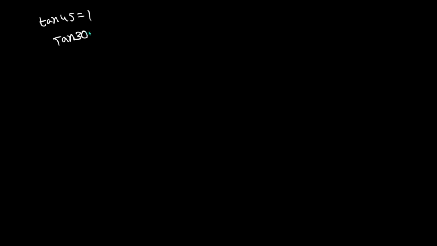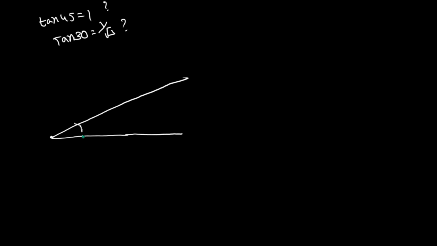Before solving the actual problems, let's see why tan 45 is equal to 1 and tan 30 is 1 by root 3. How do these numbers come about? Let's see. This is the horizontal line. I keep increasing the angle from this first point. Let's take the 30 degrees angle.